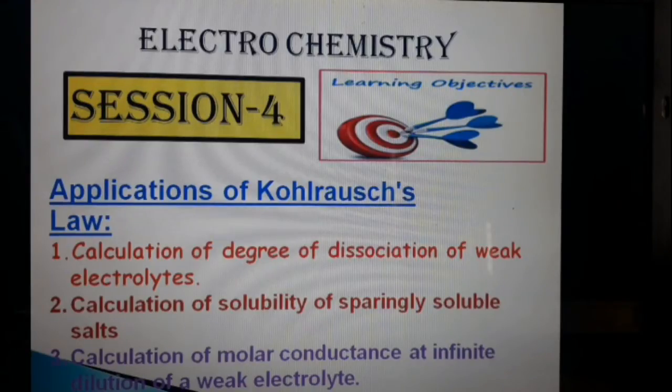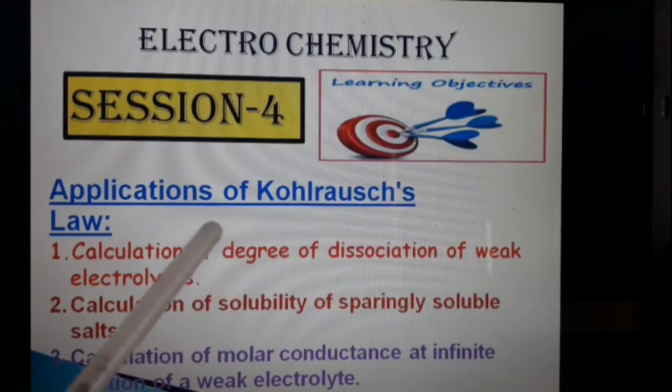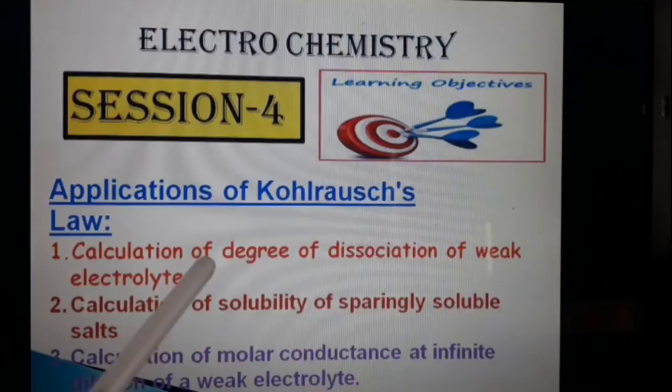Now we will see the topic electrochemistry, session 4: applications of Kohlrausch law. The applications of Kohlrausch law mean there are three main topics. The objectives are calculation of degree of dissociation of weak electrolytes, solubility of sparingly soluble salt, and finally molar conductance at infinite dilution of a weak electrolyte. These three concepts are in Kohlrausch applications.